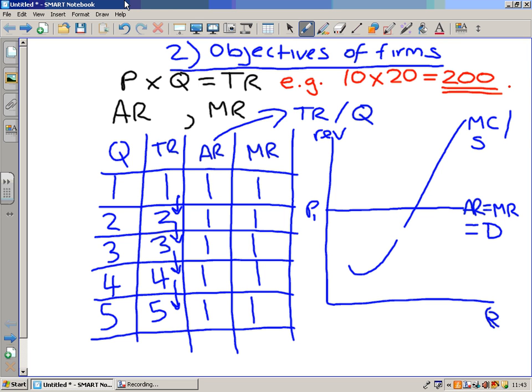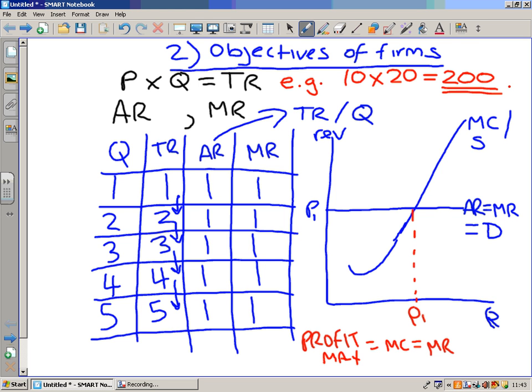We go for the point where MC equals MR. Let's just label this Q1. And what we've got from this is a business will make the most profit, so they will profit maximize, when MC is equal to MR. Let's explain very quickly why that's the case.